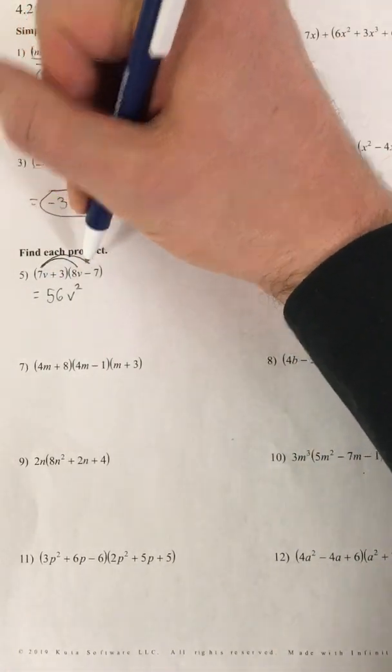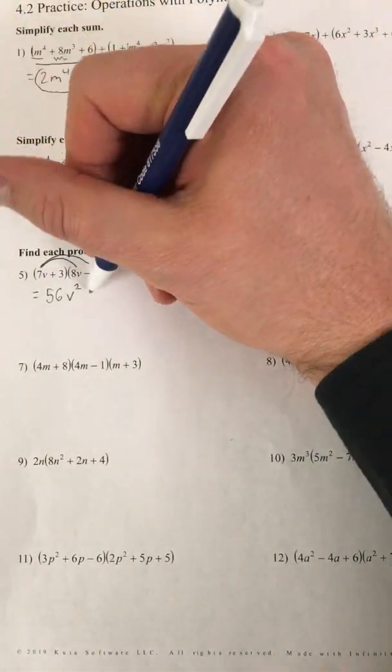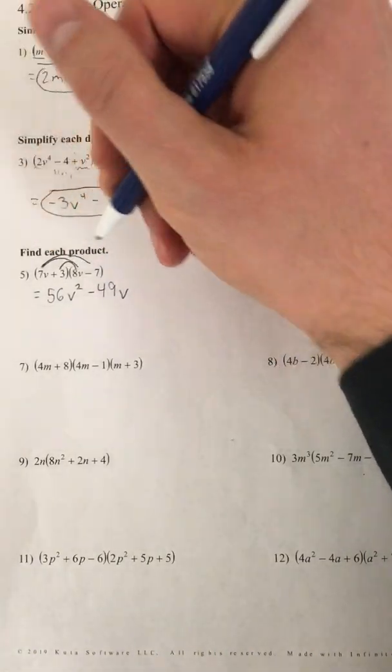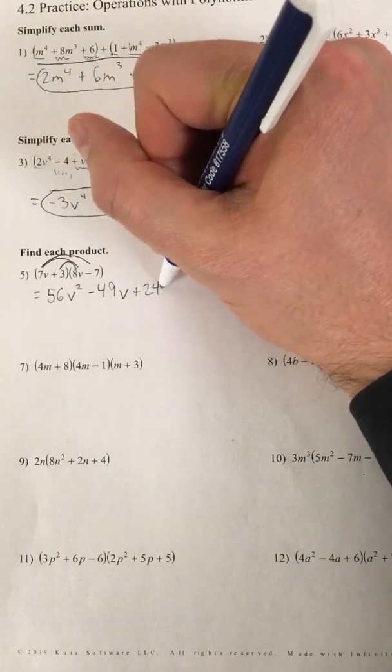And then 7v times negative 7, that's going to be negative 49v. And then 3 times 8v, going to be plus 24v.